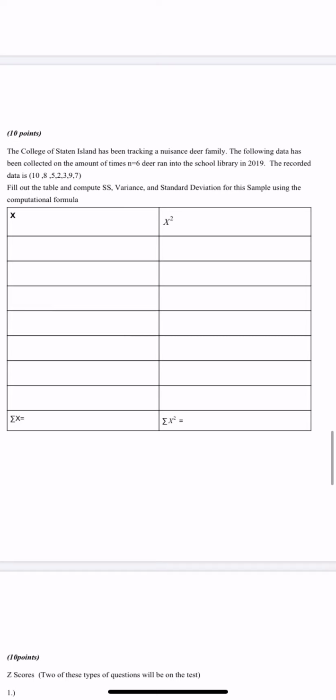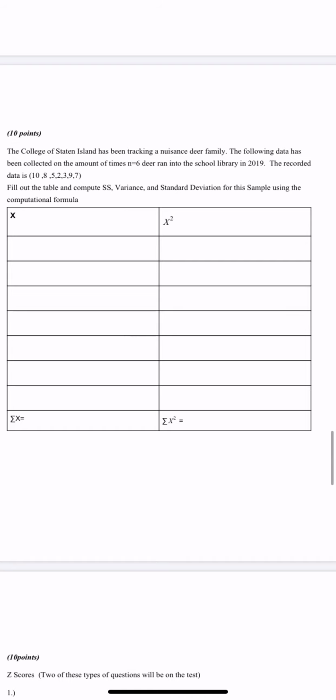That was weird. All right, anyway, so the first step here is you want to solve for sum of squares, right? So for sum of squares, you take the sum of x squared and you subtract it by the sum of x squared, right?